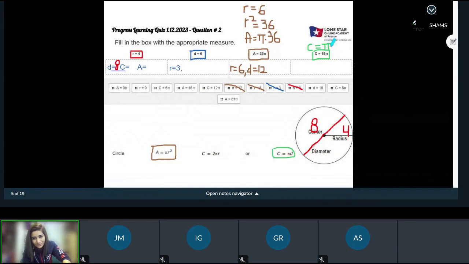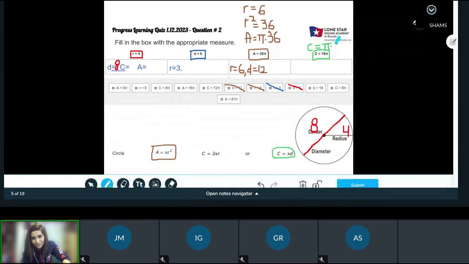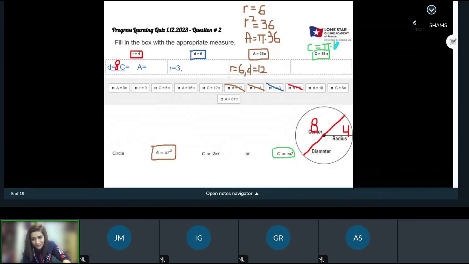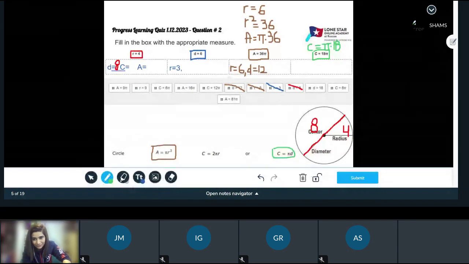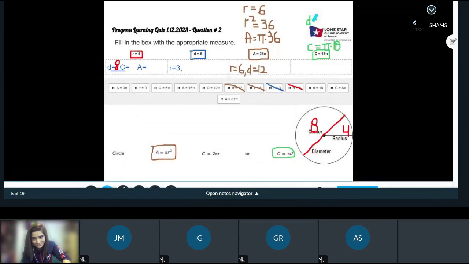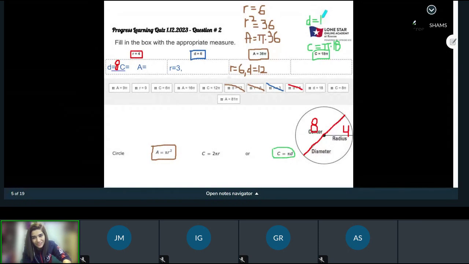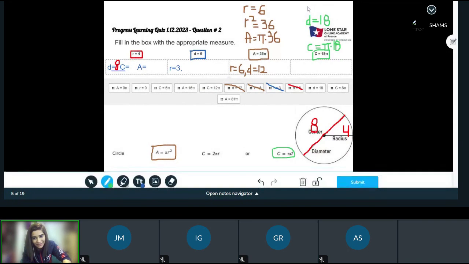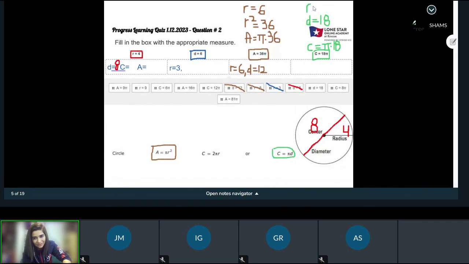And therefore, I'm going to write down 18. Pi times 18 is circumference. Therefore, I can say that 18 is the d, diameter. If diameter is 18, people, how much should the radius be? If diameter is 18, how much should the radius be?